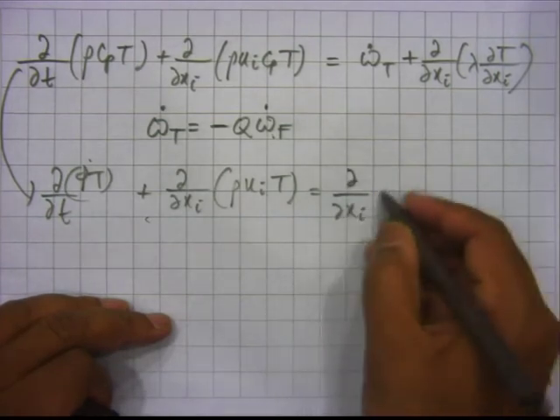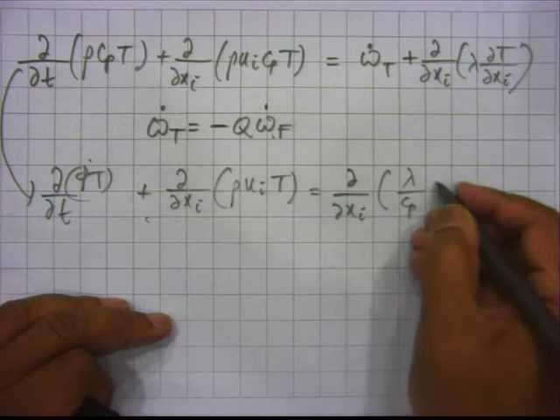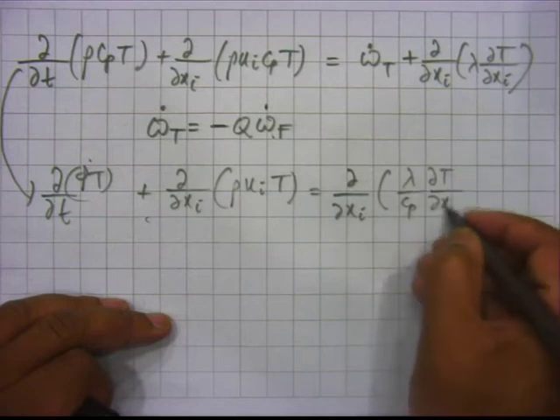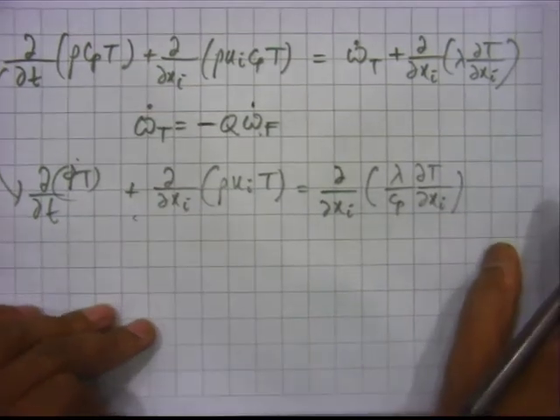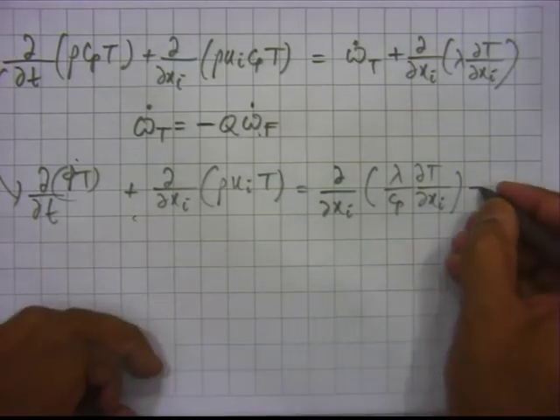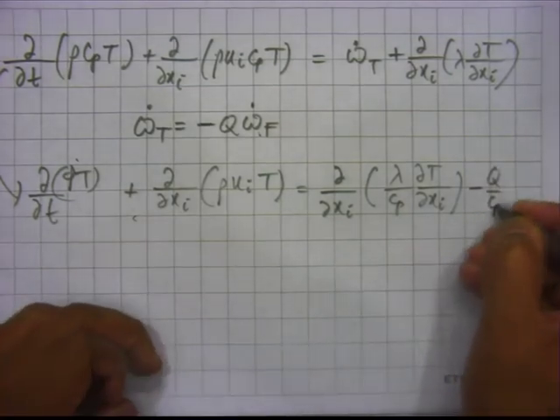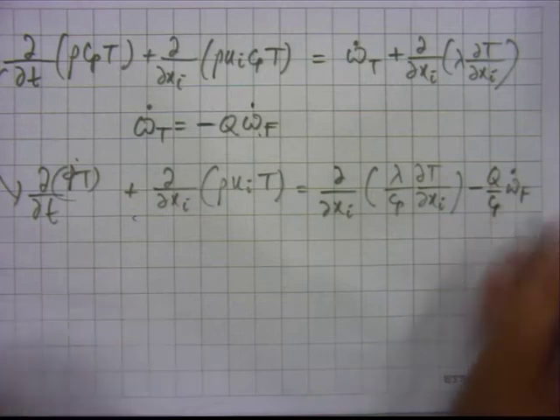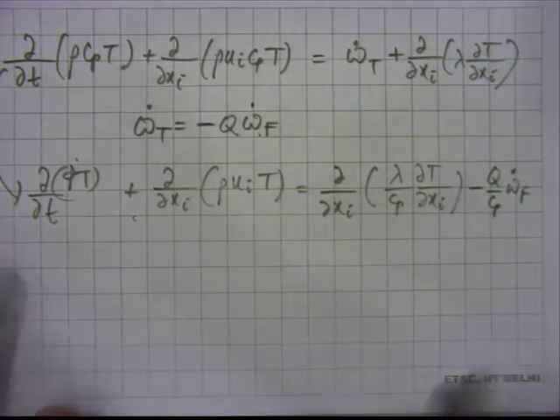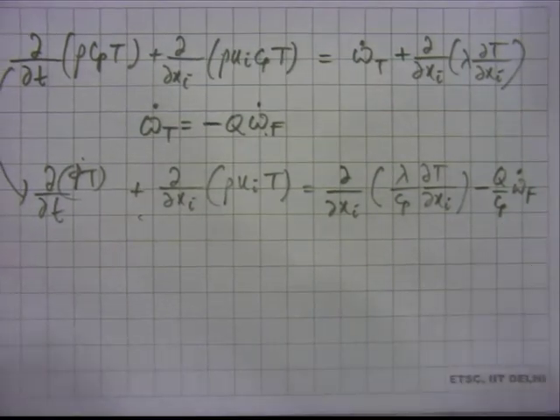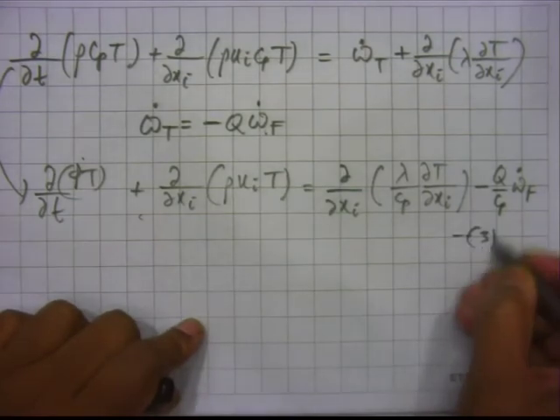Let's write the diffusion term first. Omega dot T is minus q omega dot f. So this is minus q by Cp omega dot f. Okay. So this is your 3, in fact. This is your 3. This is the same as 3.